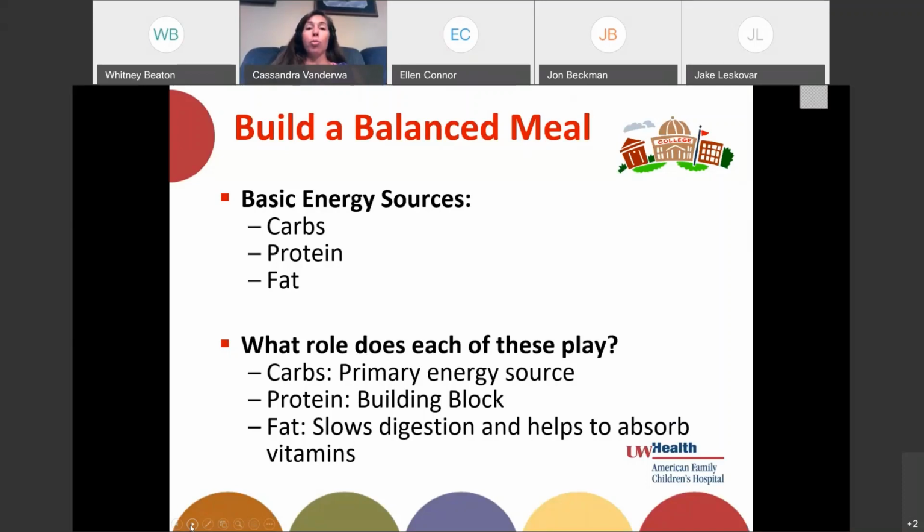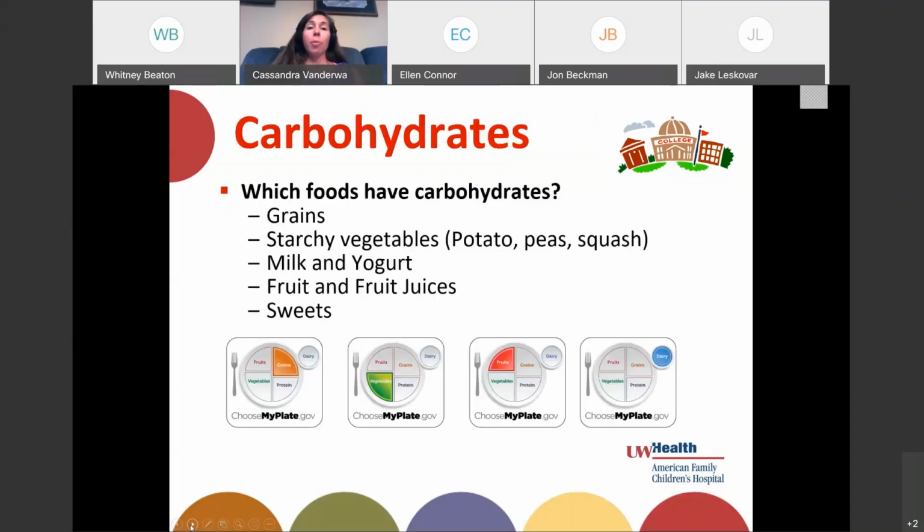And the same is true for fat, because fat is powerful in that it can slow digestion and really help to absorb vitamins, specifically our fat-soluble vitamins A, D, E, and K. So when we're building meals, we want to be thoughtful about that. And that's why the plate method or MyPlate can be really helpful in thinking about the boxes to check when building a meal.